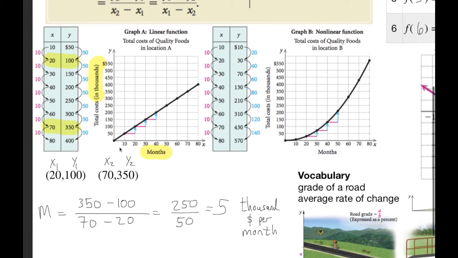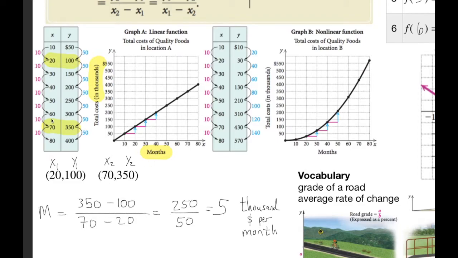If you actually want to find a value of the slope, for example, if you see a linear function, such as the total cost of quality foods in location A. Over a period of months, with the cost in thousands of dollars, you could find a table like this, and then you notice that x is changing by 10 every time. Change in 10, change in 10, change in 10. But the y values are increasing by 50. So the change in y over the change in x would be 50 over 10. You can calculate that the slope would be $5,000 per month.